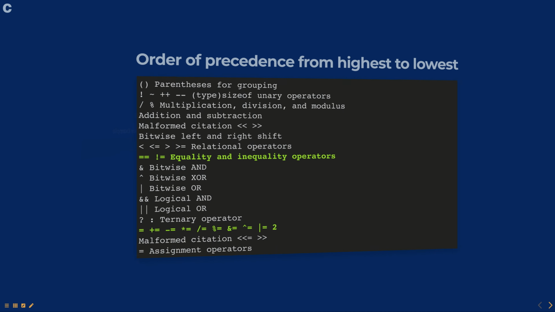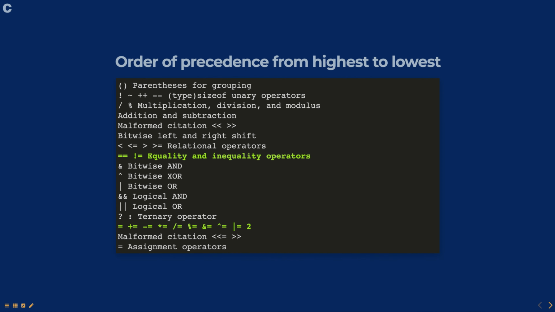Here is a list of operators in C programming language in order of precedence, from highest to lowest. When two or more operators of the same precedence appear in an expression and the operators are not enclosed in parentheses, the associativity of operators determines the order in which the operations are performed. In C, the associativity of operators is either left to right or right to left.